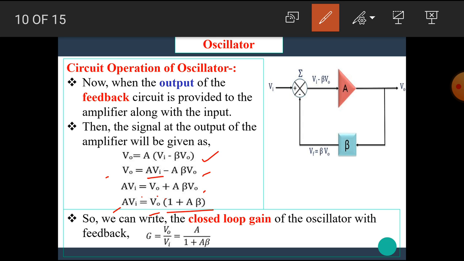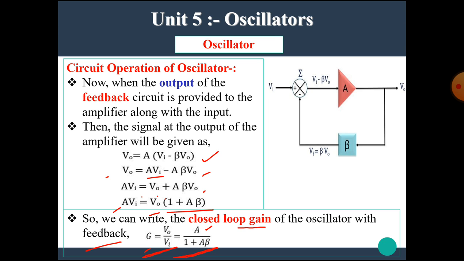So we can write the closed loop gain of the oscillator with the feedback, G, is equal to V0 upon Vi is equal to A upon 1 plus A beta, where A is the gain of the amplifier and beta is the fraction of the feedback.